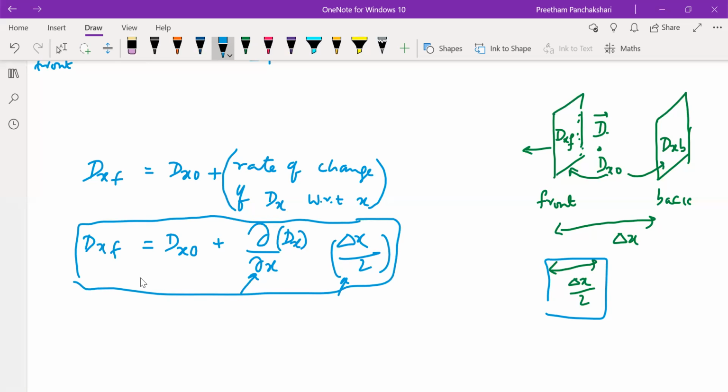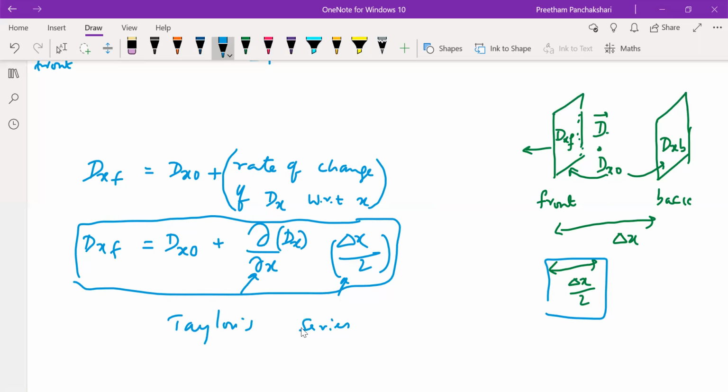Actually, this same thing can be found using Taylor series. Taylor series gives us a function which is changing by small values. So here dxo is the first term of the Taylor series. First order partial differentiation is the second term of the Taylor series. We have restricted ourselves to the first two terms of the Taylor series. The third one comes with second order partial differentiation, which can be taken as negligible.